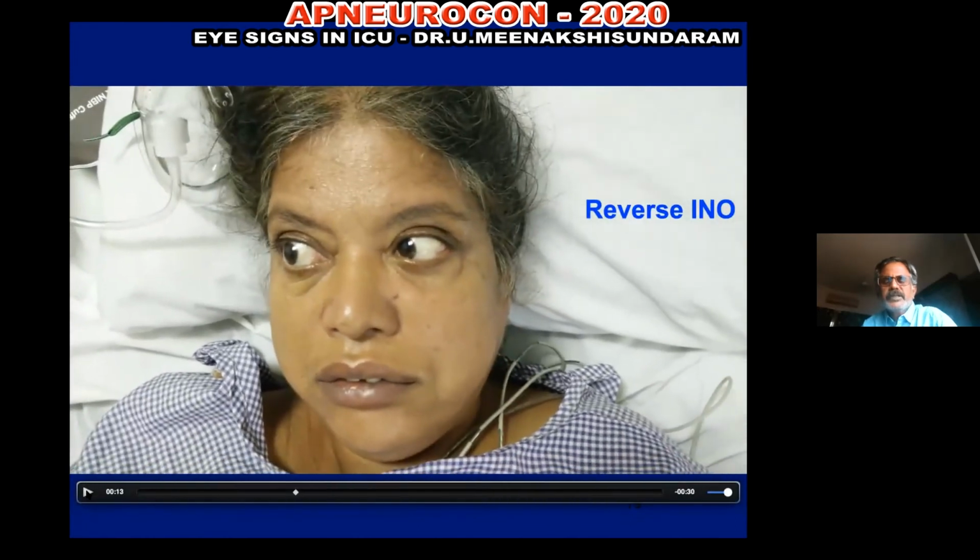Right. So as she looks to either side, here it's a reverse that's happening. The abduction is lagging. Abduction is not happening while the adducting eye is showing a nystagmus. So this is called reverse INO. Supposed to be a lesion in the posterior part of the pons where the connection between the two 6th nerve nuclei is affected.